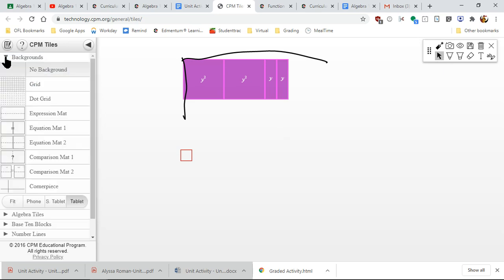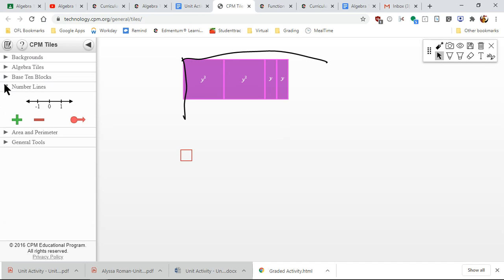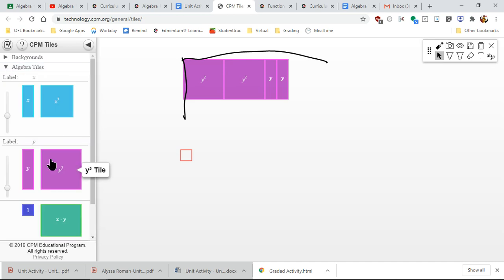What you do here is, where are the algebra tiles? There they are. So I'm going to put y here. If I can see here, it's perfect. Y times something. So y times what gives us this y squared? Y times y. So I move this over and put that here. And then I move this over. Y times y gives us y squared. Y times what gives us y? Y times 1 gives us y.